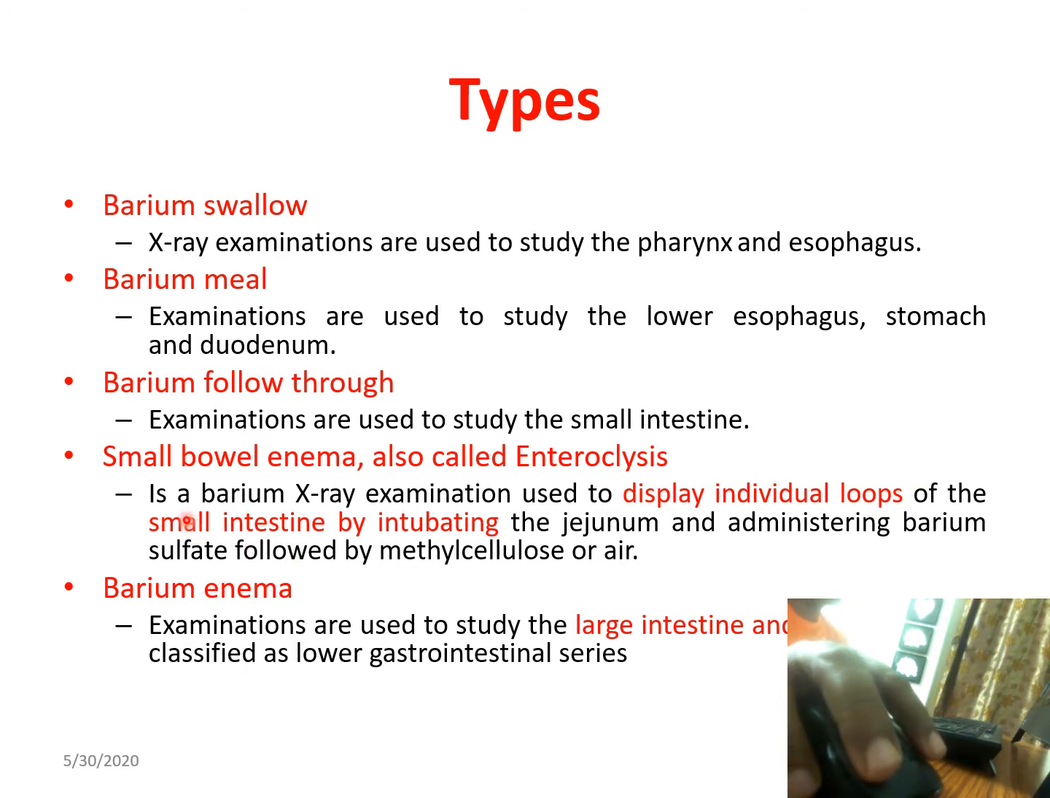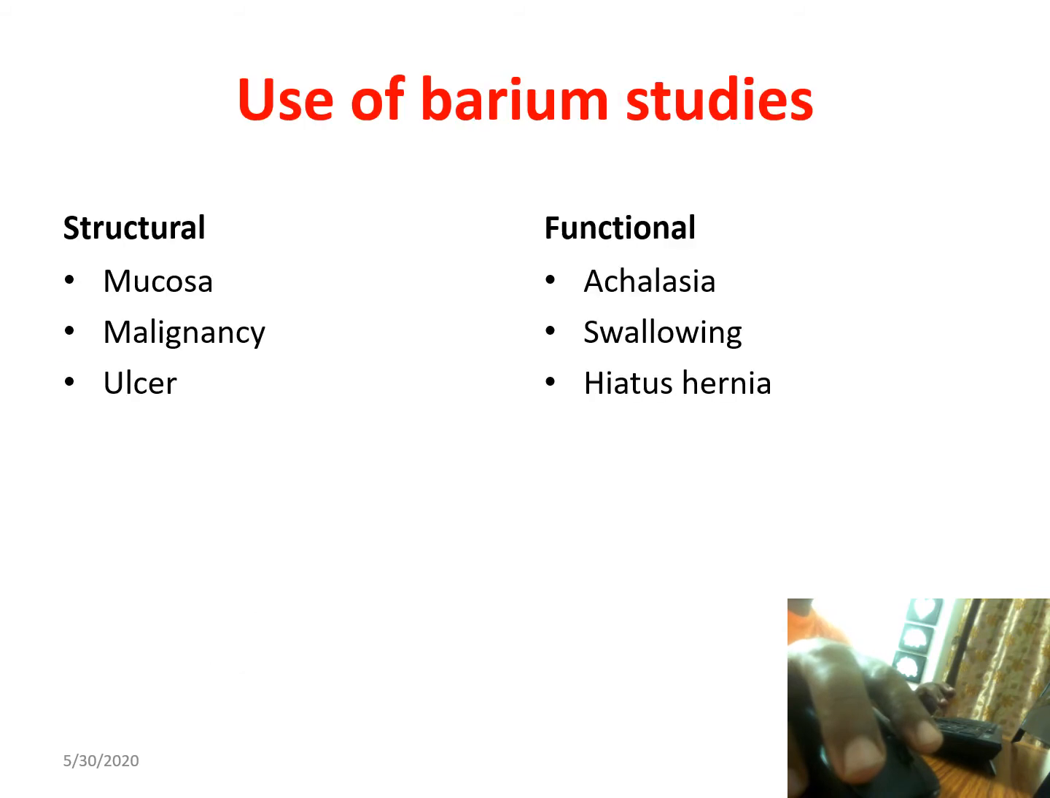Barium small bowel enema, also called enteroclysis, is a barium X-ray examination used to display individual loops of the small intestine by intubating the jejunum and administering barium sulfate followed by methylcellulose or air. Barium enema is an examination of the colorectal area and large intestine, and it is classified under lower gastrointestinal studies.